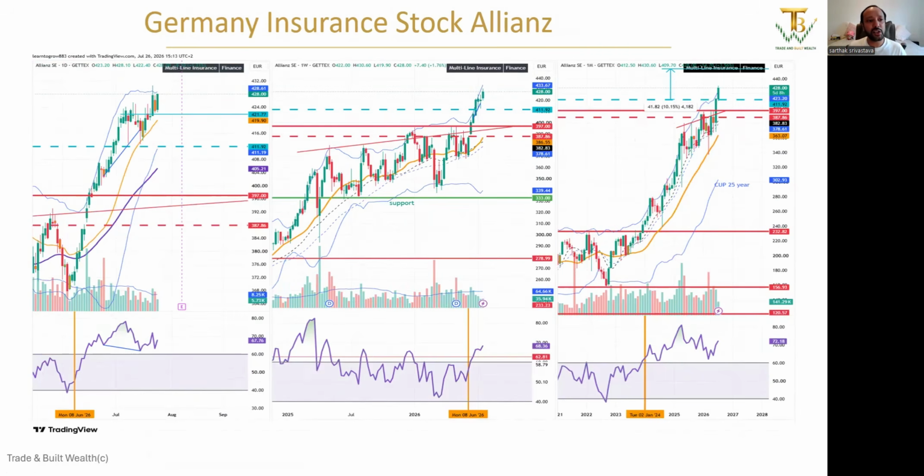And finally, we have the German insurance stock, Allianz, which is at an all-time high. This is the heavyweight which is pushing the German sector and also the EU insurance sector. It is also a cup stock, almost 25 years of cup, and had a good breakout in the last weeks. It's already 4% up right now from the entry of the cup. Let's see how it performs further.